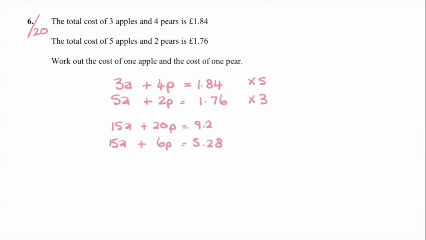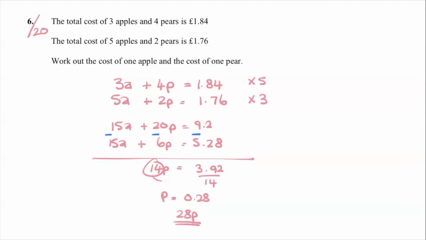Once I've done that, I am going to be taking away my A's from each other, my P's from each other, and my numbers from each other. Now, 15A take 15A means the A's have gone. That's the point of the method. We don't really want to be trying to work out 2 different letters at the same time. So my A's have vanished. I've now got 20P take 6P, which is 14P. That equals £3.92. I'm going to divide through by my 14 and work out that P is equal to 0.28 or 28 pence, because they do want our final answer in pence.